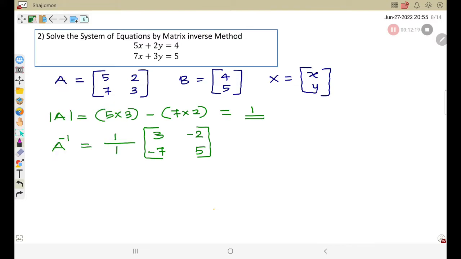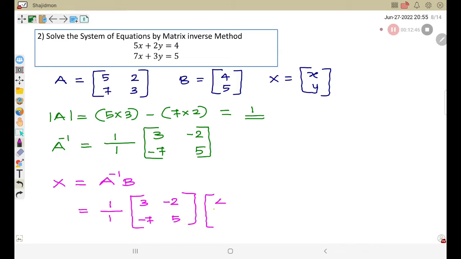Now we are going to find the solution. We are writing the rule X equal A inverse multiply B by matrix inverse method. We are using inverse of a matrix. That is why we are calling matrix inverse method. So equal. What is A inverse? First apply 1 over 1 matrix 3, minus 2, minus 7 and 5. Multiply B matrix. What is the B? 4 and 5. Matrix 4 and 5.